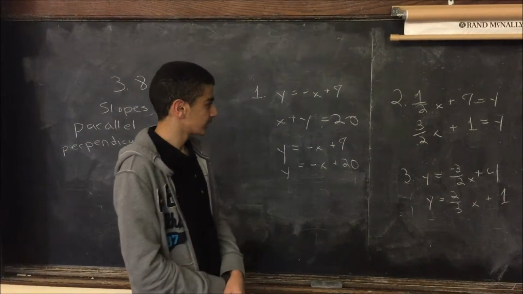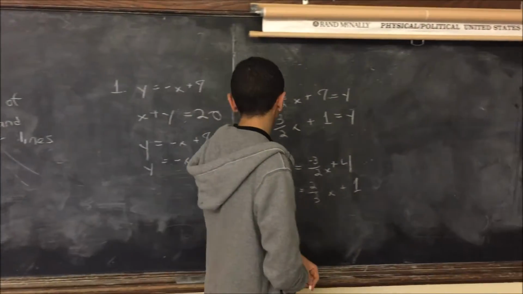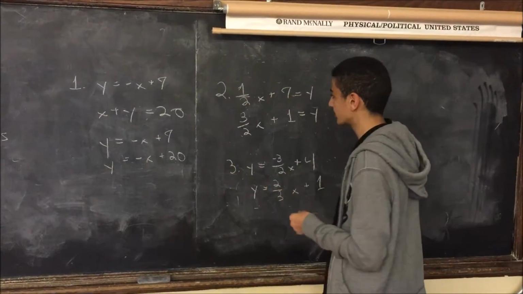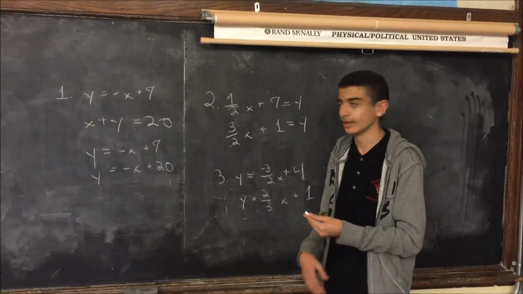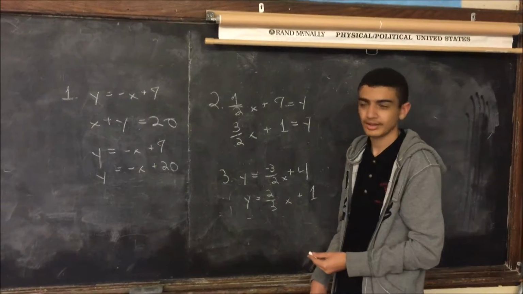Another example would be this one, and immediately you can tell that they are not going to be parallel since their slopes are different.